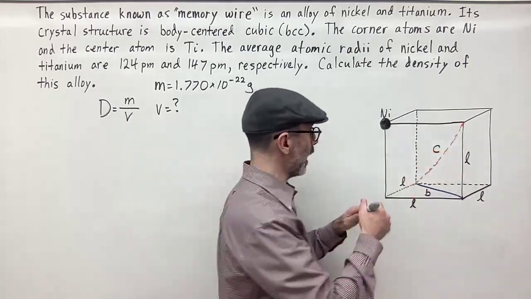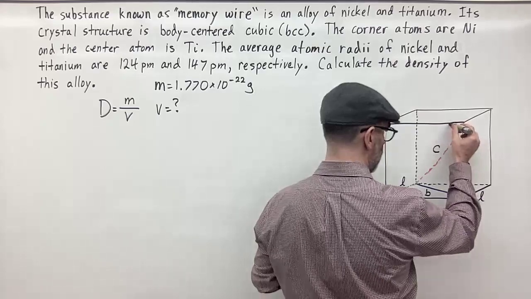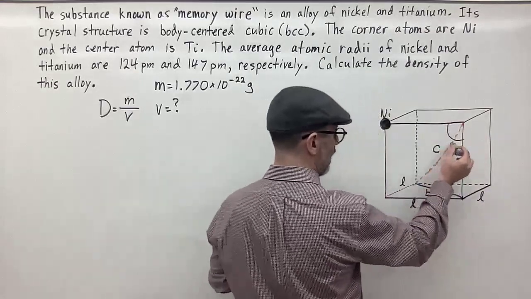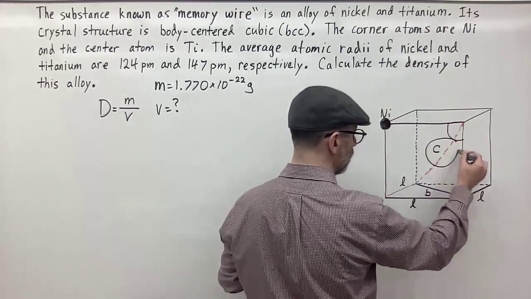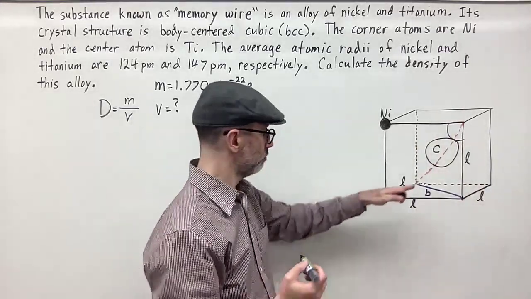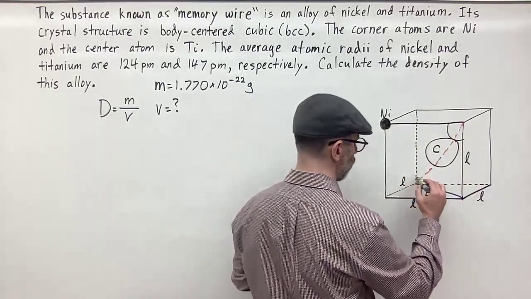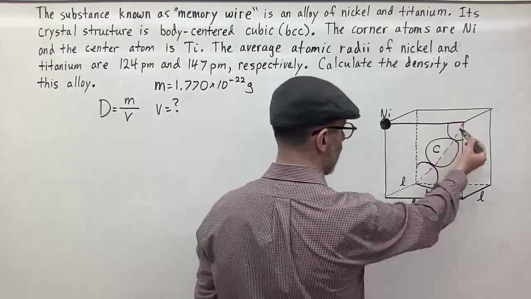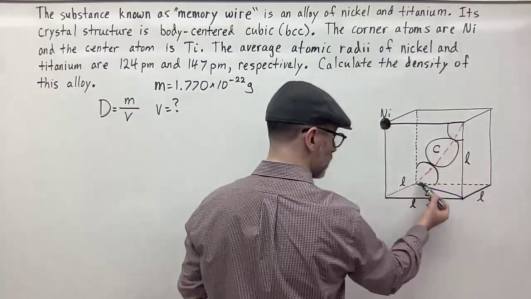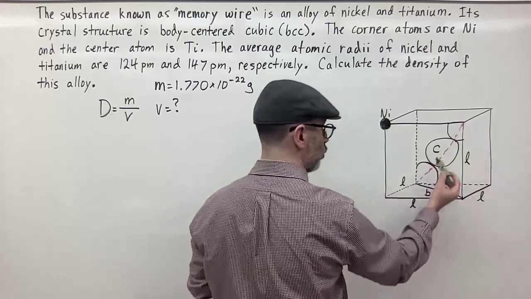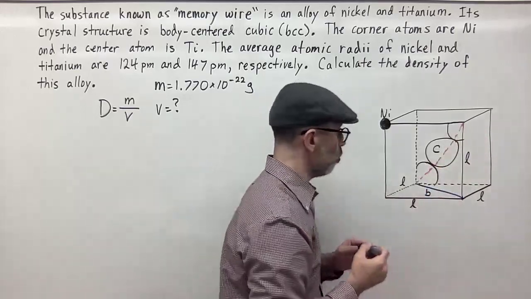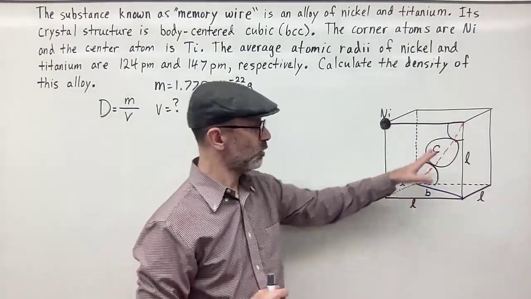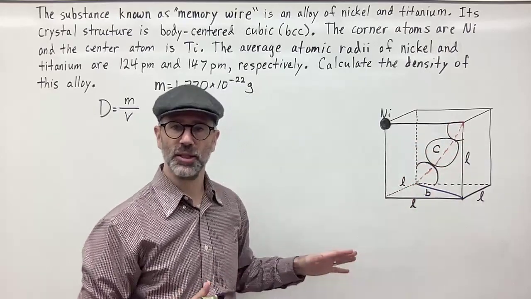So the radius, if I draw this in a little bit, so you have the radius of, say, this atom here of nickel, and then that's touching the center atom of titanium, and then you've got this corner here with its nickel touching there. And so this is the line through the center of the cube from here to here where the atoms are touching. Okay, why is this important? And I apologize for my really bad drawing here, but I hope you get the point.